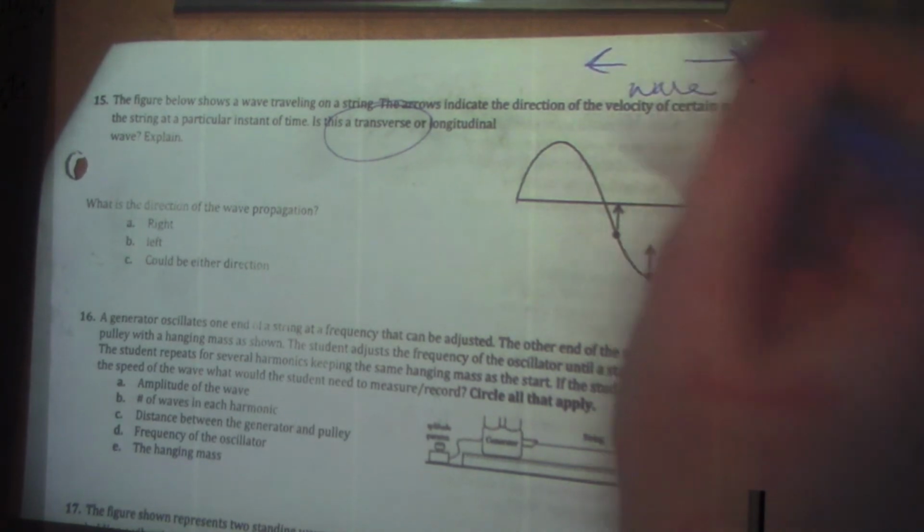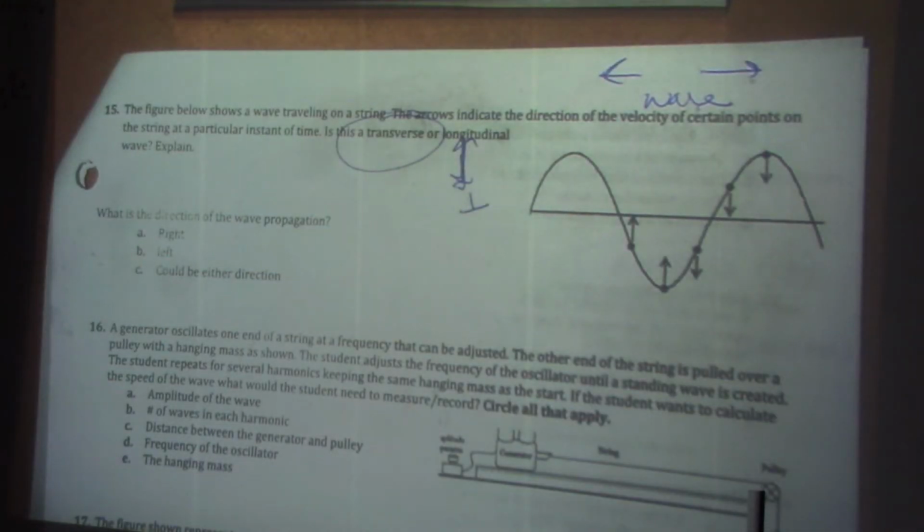We don't know yet, but the oscillation is up and down, which is perpendicular to the wave direction, so that's going to be transverse. Now the next question, which direction is the wave propagating? Is it going to the right or to the left?